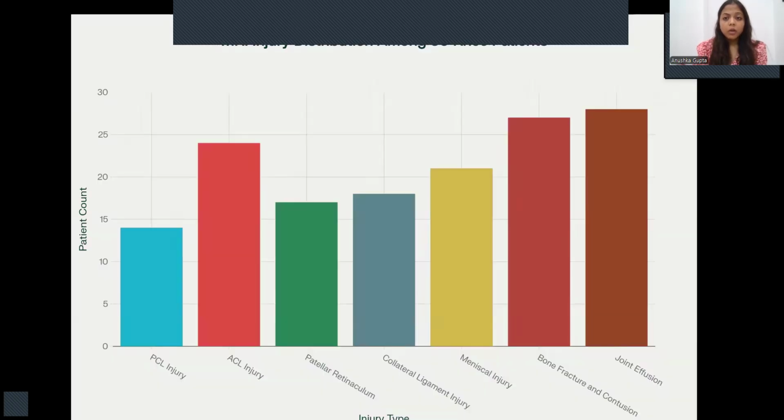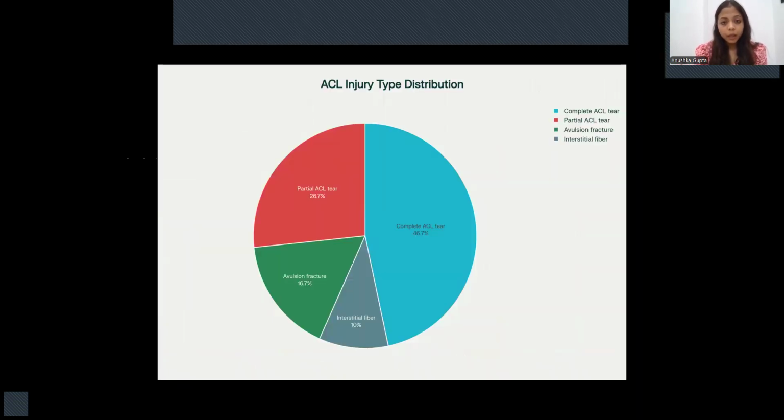So, in the overall 30 patients, we could see PCL injuries were seen in mostly 14 patients. Then ACL injury was seen in mostly 23-24 patients. The most common finding here was joint effusion, and the second most common finding was bone fracture and contusions. In the ligamentous injuries, we could find the most common injury was ACL injury, followed by meniscal injury, then collateral ligament injury, then patellar retinaculum, and then PCL injuries.